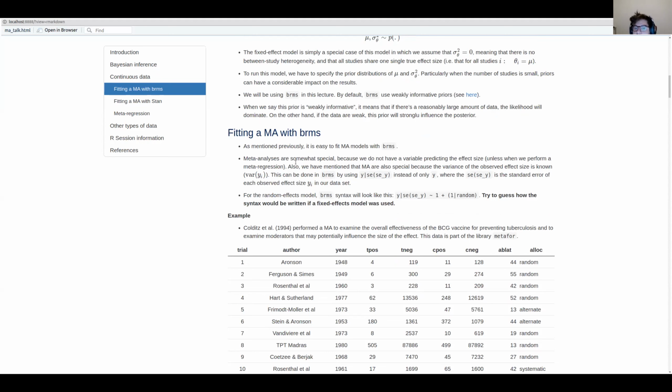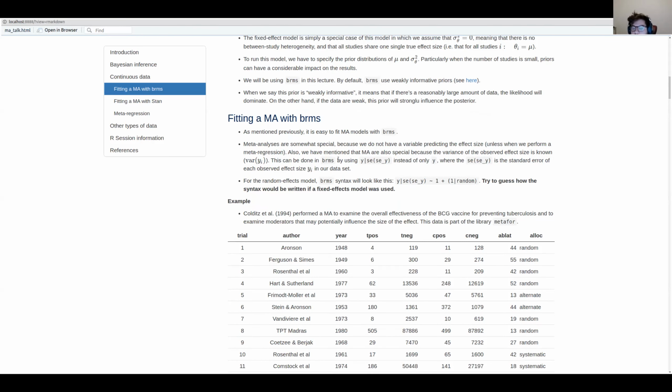So meta-analyses are somewhat special because we do not have a variable predicting effect size, right? Also, if we have time, which I don't think we will, in the notes that Juan shared, I talk about meta-regression. Basically, meta-regression is including study-level covariates in order to explain some of the between-study variance. And as I mentioned, meta-analysis can be seen as a GLM, and in a GLM we have covariates, right? So we can include these study-level covariates, and it's called meta-regression.